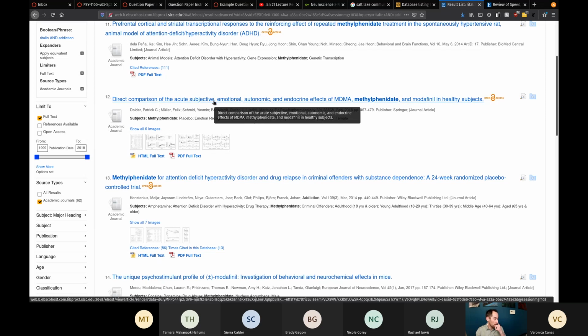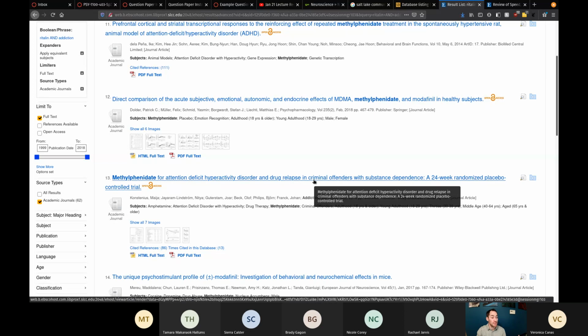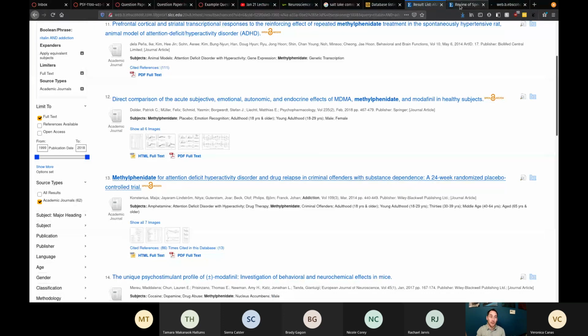This might actually be a useful one, talking about just its general effects. But this one actually sounds like it might be perfect. So Ritalin, basically, for ADHD and drug relapse and criminal offenders. It's also a randomized placebo control trial, so that's an experiment too. So this one might be really good. So we've got two that we think might be good.